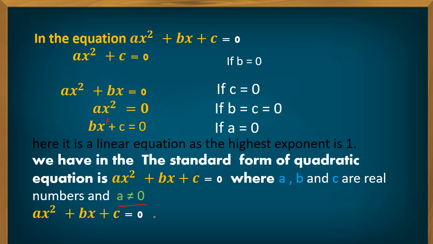Now, ax square plus bx plus c is equal to 0. This is the standard form. So we can say the highest exponent of the variable is 2. That means this is a quadratic equation.